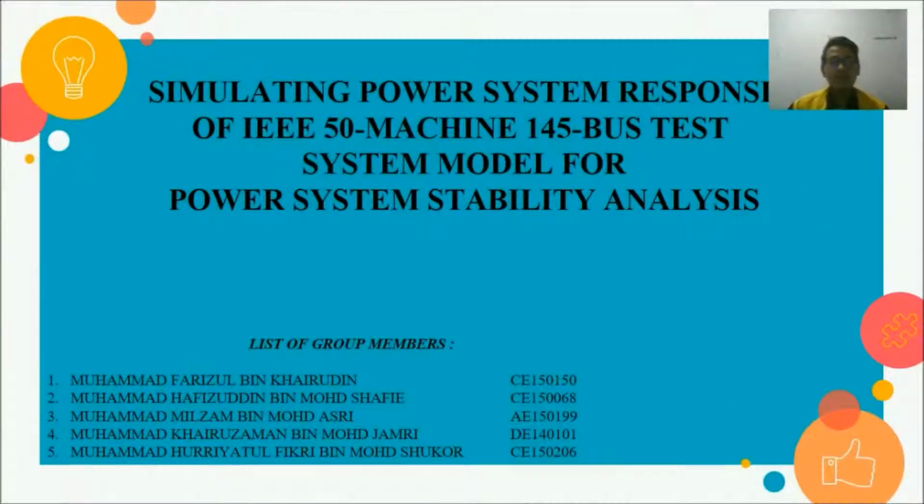Assalamualaikum. Today I will present my part on simulating power system response of the IEEE 50 machine 145 bus test system model for power system stability analysis. So these are my group members: Muhammad Farizul, Hafizuddin, myself Nizam, Kamaruzaman and Nurhayatul Fikri.